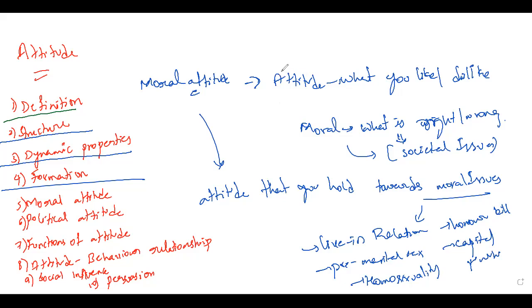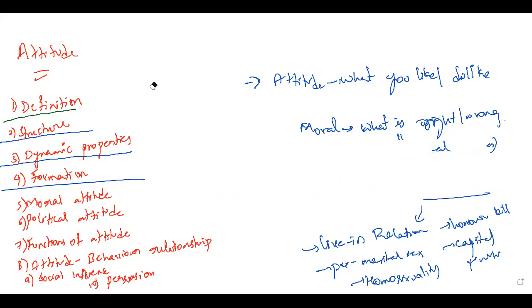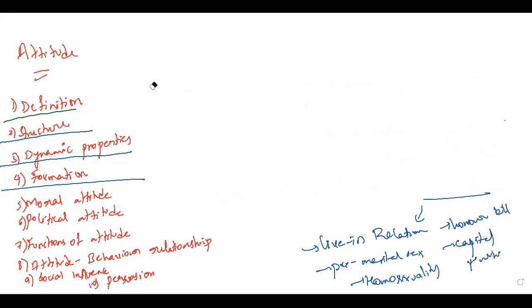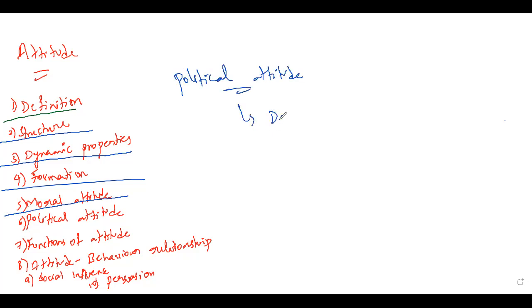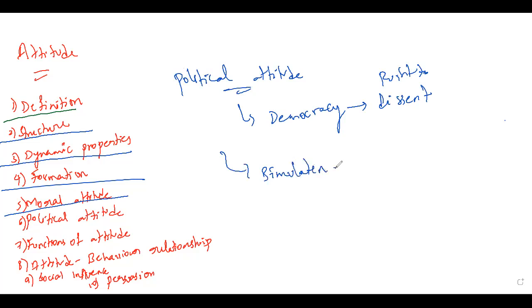Now, in a similar way, define political attitude. I said what moral attitude is, so now designate political attitude. Tell me examples. I don't require the definition. It is self-explanatory, so tell me examples. Quick, running out of time. Okay, political attitude is the attitude that you generate towards political issues. What are the political issues? Democracy. What is your attitude towards dissent? Right to dissent. What is your attitude towards simultaneous elections? One nation, one election. What is your attitude towards reservation? Fine, this is called political attitude. So yeah, now moving on, functions of attitude.